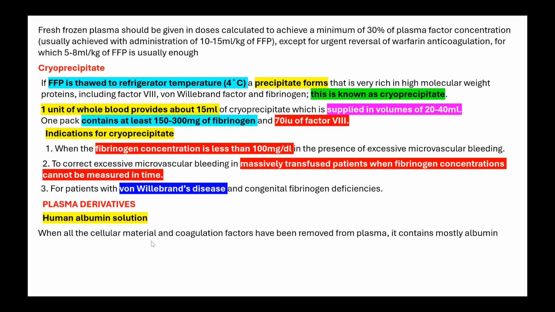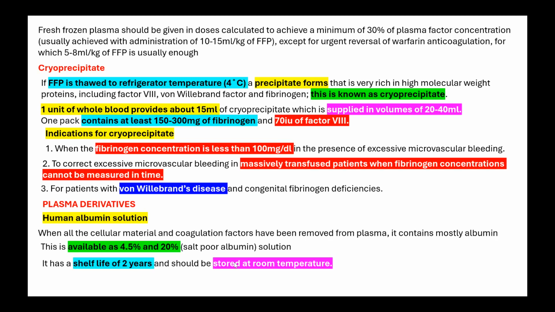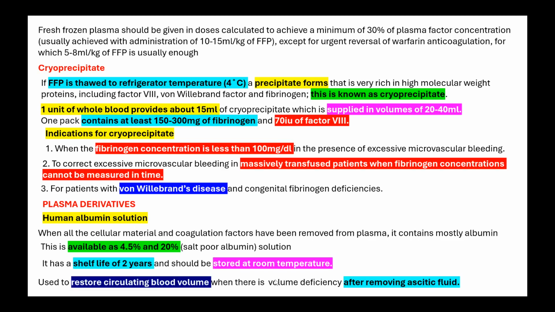When all the cellular material and coagulation factors are removed, it is mainly the albumin which is left out. It is available in two concentrations, 4.5% and 20%, with a shelf life of 2 years, and stored at room temperature. It is used to restore circulating blood volume and the volume deficiency after removing the ascitic fluid, especially in massive ascites. When you do a paracentesis, they may go into a shock. So it is better to keep the albumin flowing while you are doing the paracentesis to remove the ascites.